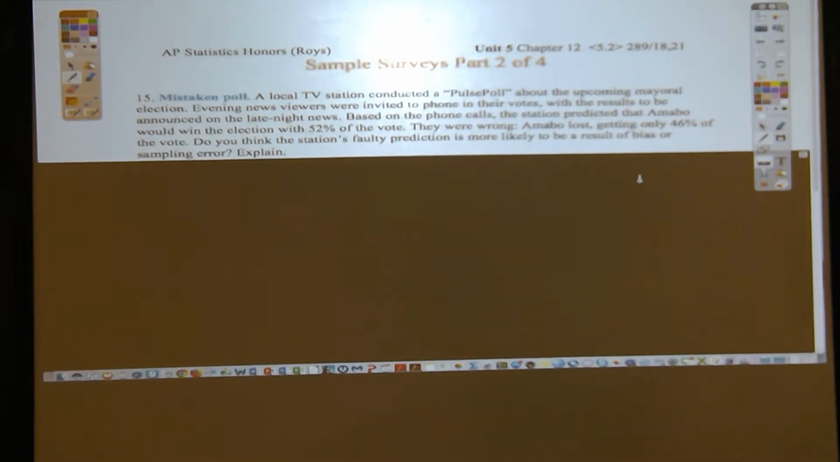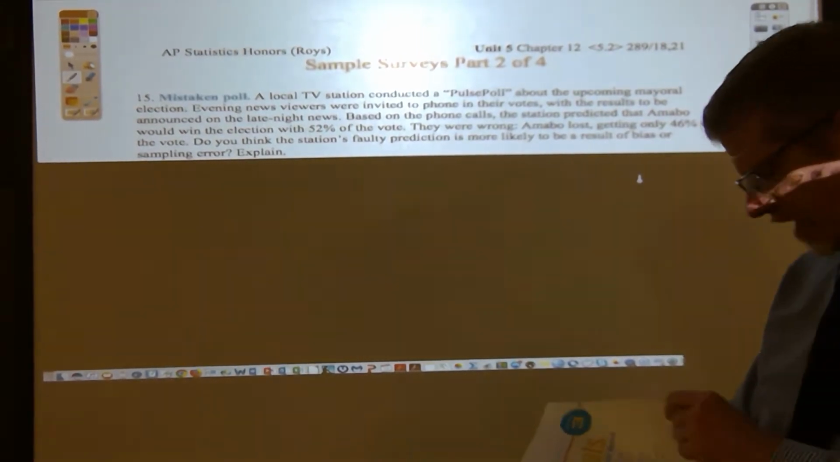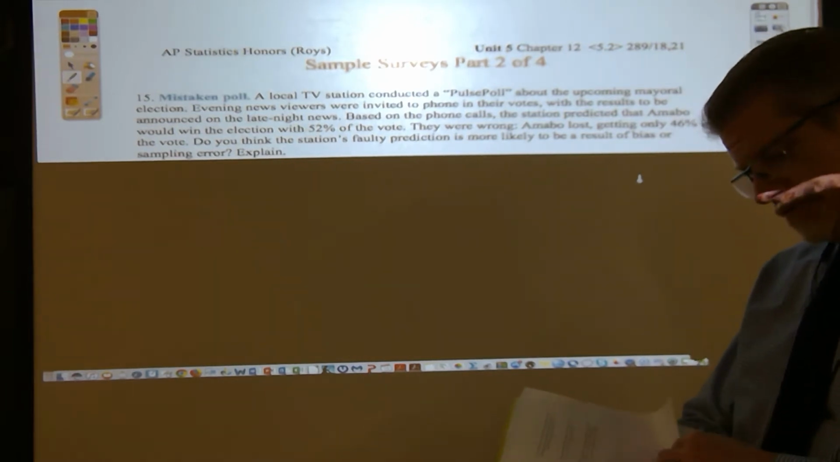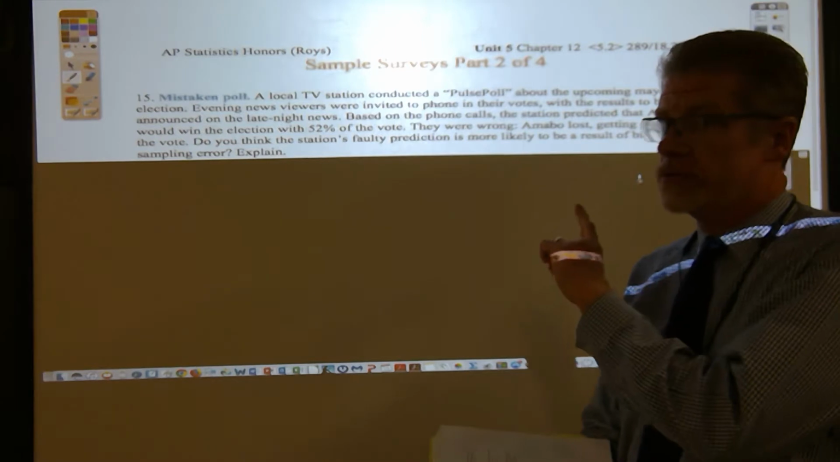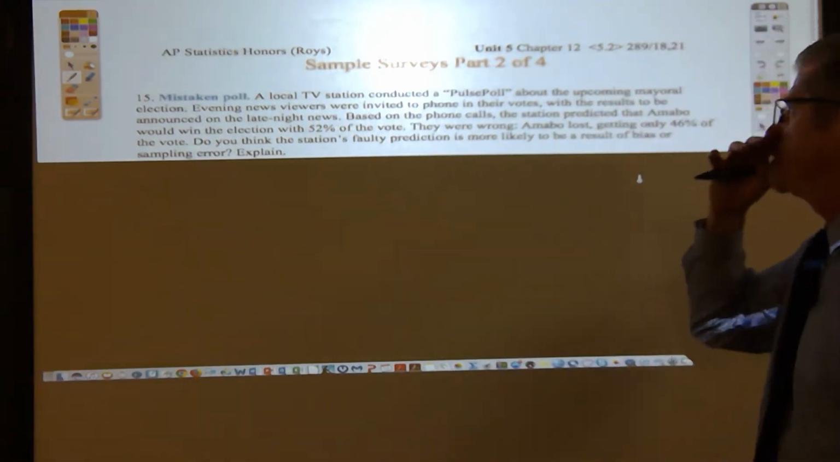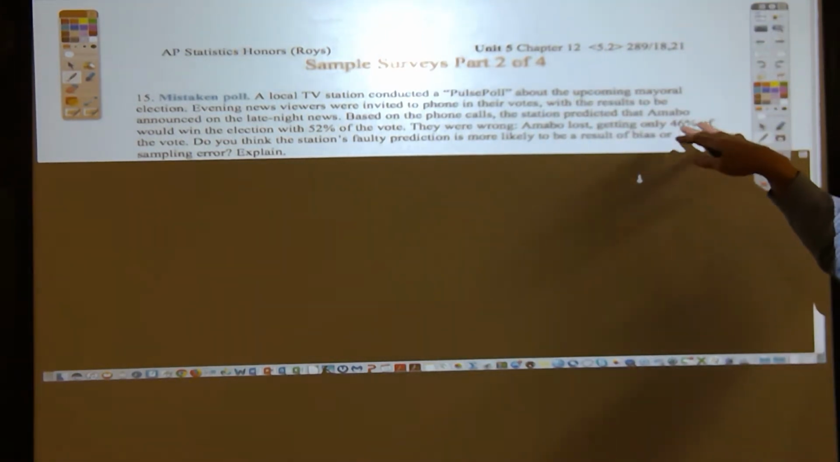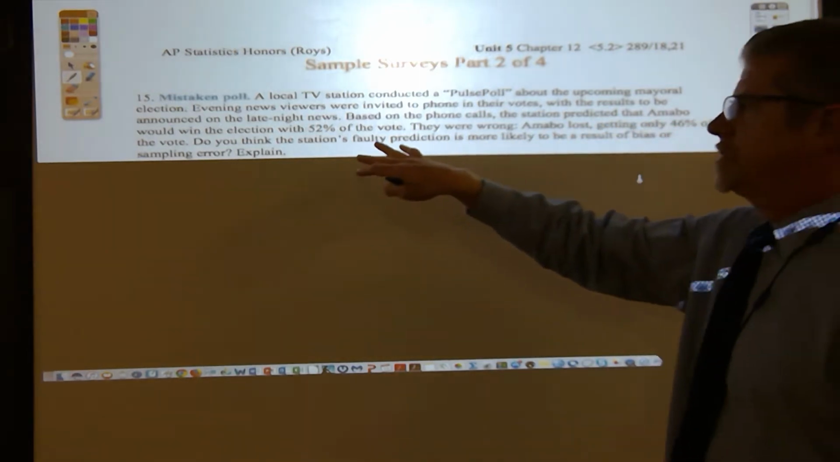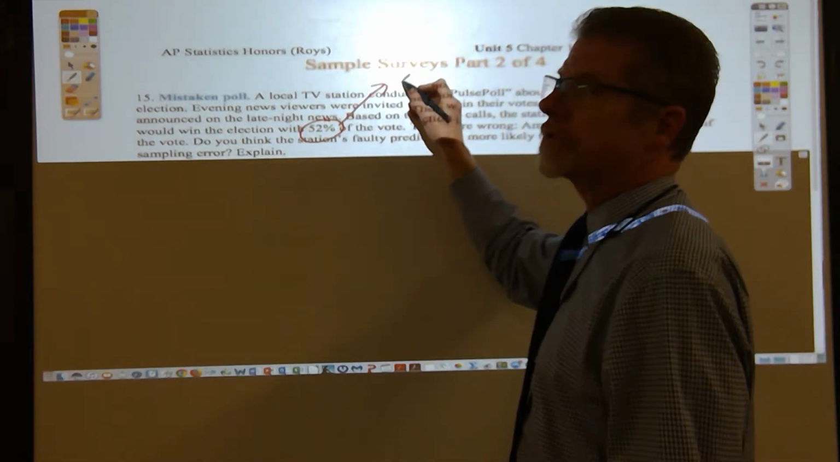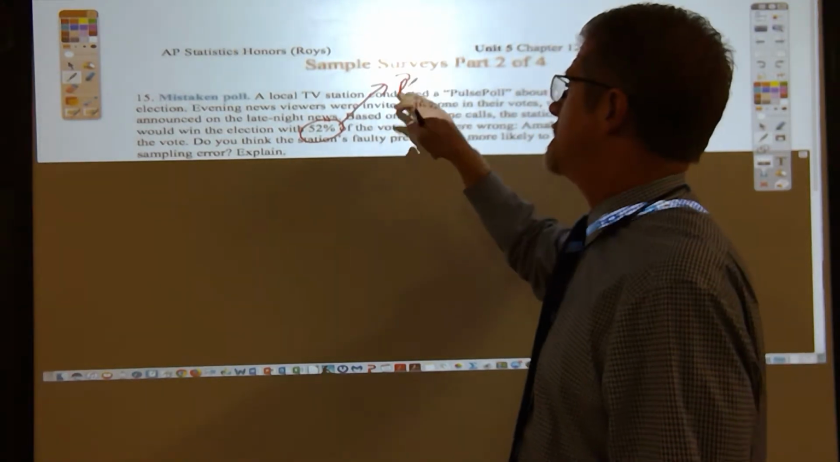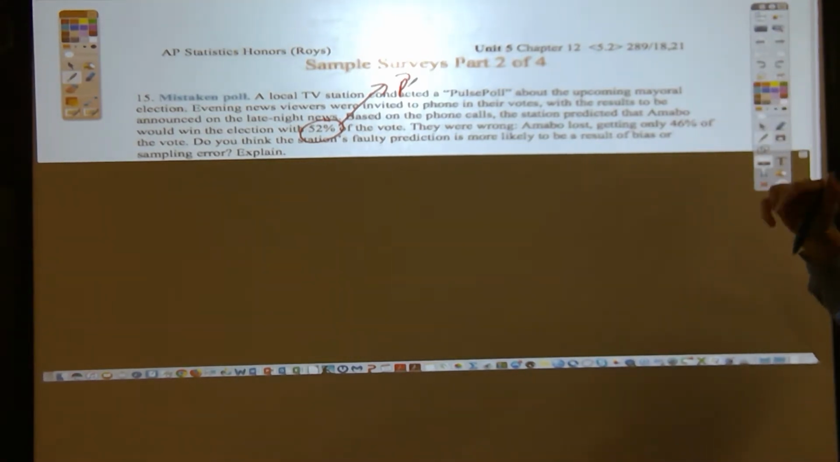It says a local TV station conducted a pulse poll about the upcoming mayoral election. And again, I just want to emphasize that this book from which this is taken, Bock, Velleman, and De Veaux, published this book. First edition came out 2004. So this problem was written 2004. Based on phone calls, the station predicted that Amabo would win the election with 52% of the vote. Is that a p or a p hat? Class? p hat. It's a p hat. It's a sample proportion. We want to know the true proportion. They were wrong. Amabo lost.